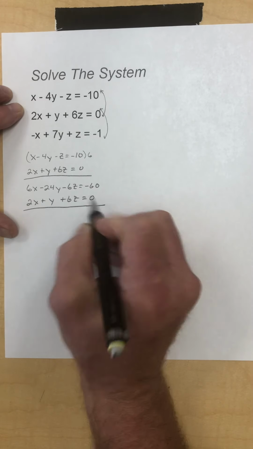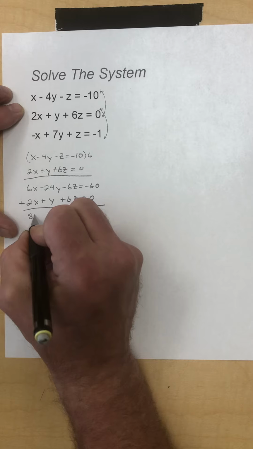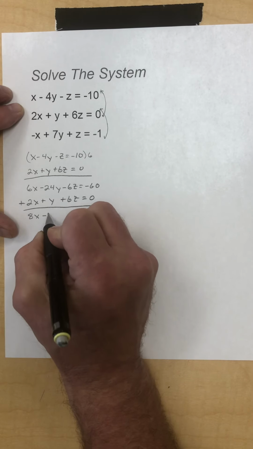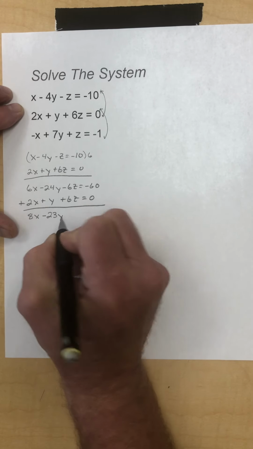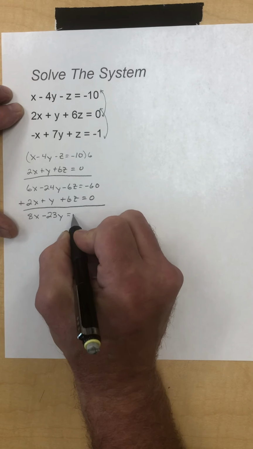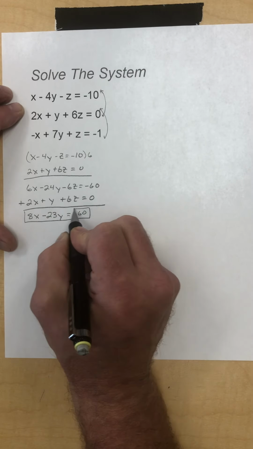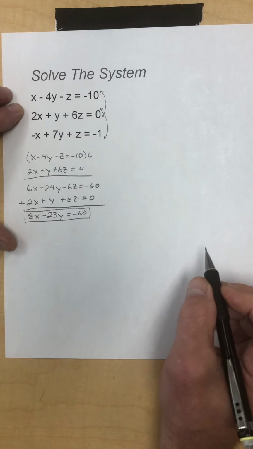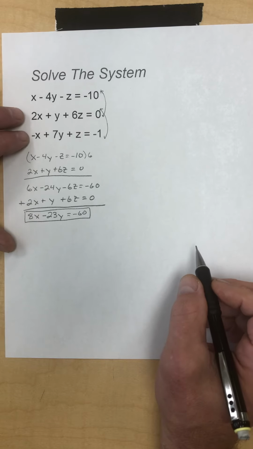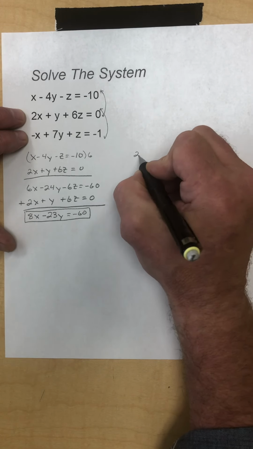Okay, and then just add straight down. So I get an 8x, I get a negative 23y, the z's go away, and I get a negative 60. Okay, so I've got my first equation with x and y. Now I'll do the same thing with the second one and the bottom one.